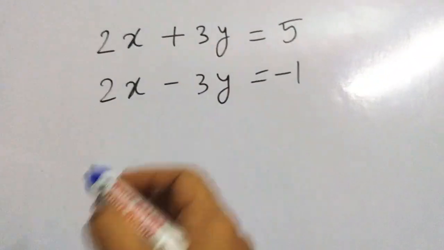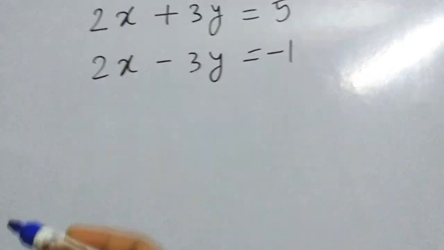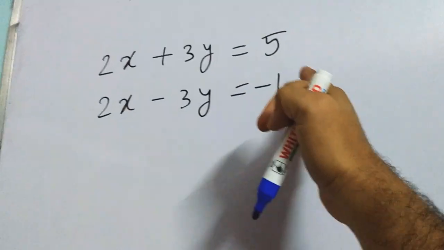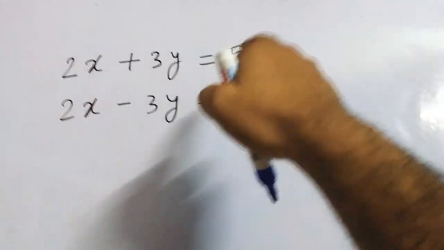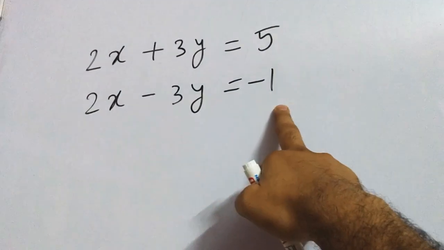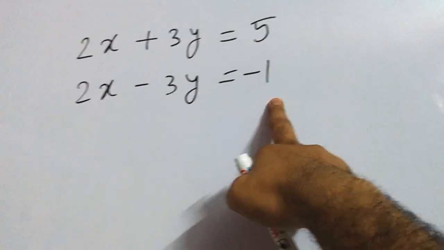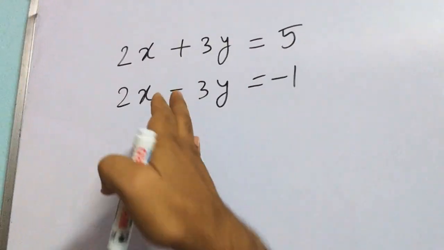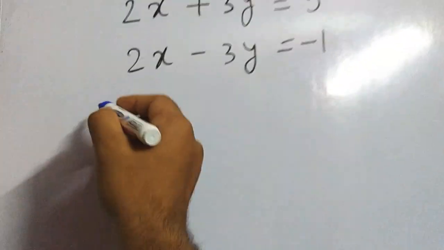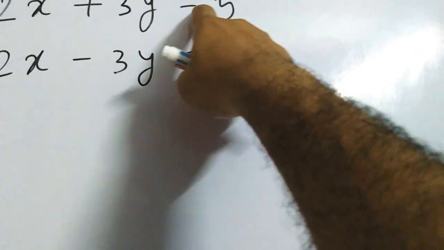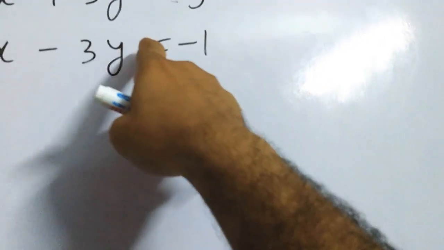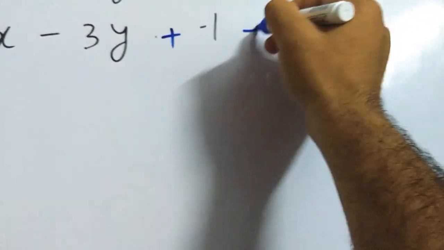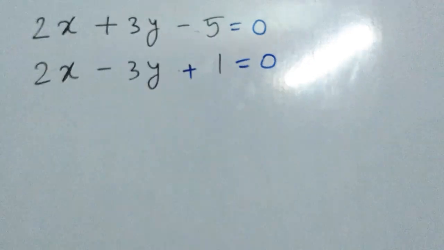For the solution, first of all we have to make the right hand side of the equation always 0. This is the most important part. The right hand side of the equation will always be 0. All the variables and all the constants will be on the left hand side. So let us make that. Here, 2x plus 3y minus 5, and here it will be plus 1. So it is coming 0. Here also it is coming 0.